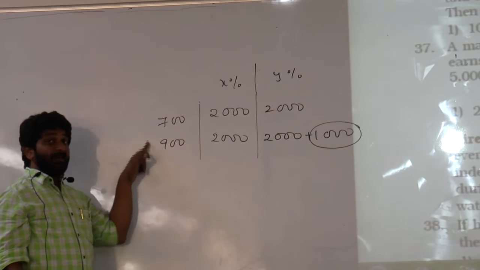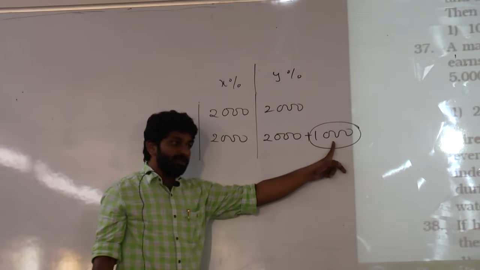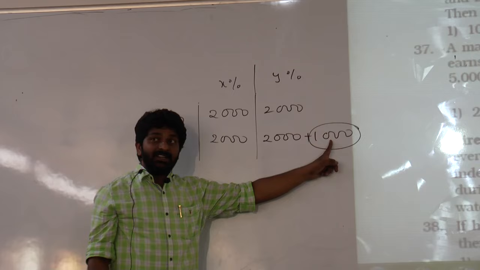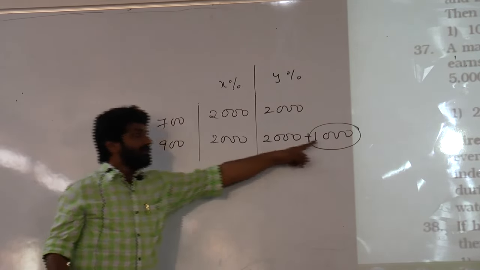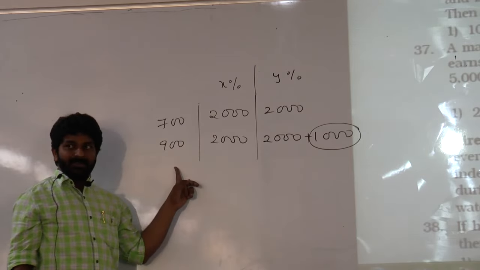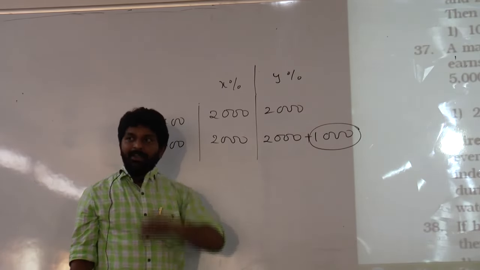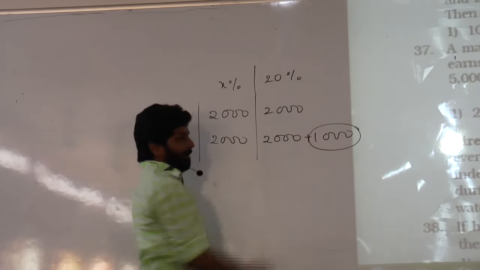And what about his commission increased in second case? 200. That is because of this 1,000 rupees extra amount only, right? So out of 1,000 extra amount he is getting 200 rupees as his commission. Then what about Y%? 20%. So Y value is equal to 20%.